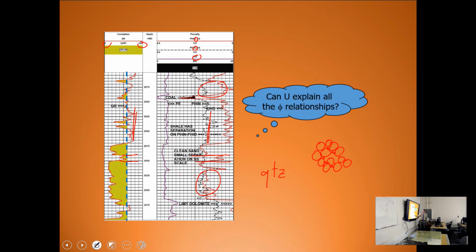This is a little different. I actually have the answers here, in case you haven't noticed that. So they're saying limey dolomite. What does that mean? That means it's dolomite, which is mainly calcium magnesium carbonate, but it's got a little bit of calcite in there as well. There's reasons why that's quite common, which we won't go into.